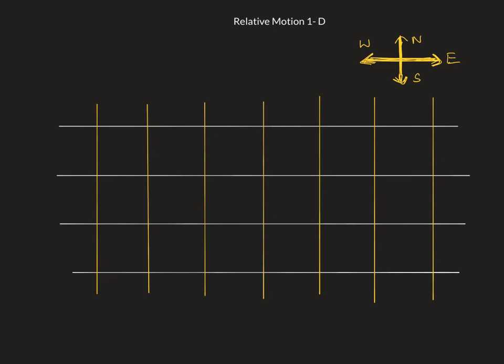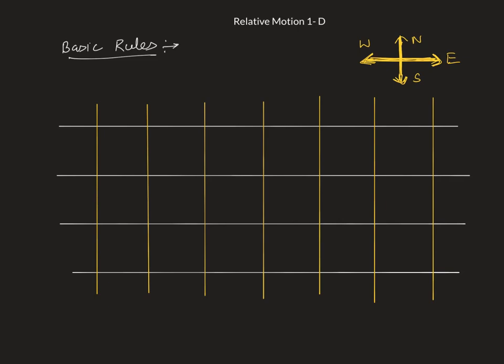So this is your first lecture on relative motion, topic being relative motion in one dimension. And the important thing to understand here is this, that in order to study relative motion, we need to first formulate some basic rules. Basic rules for what? That we will understand. But first of all, I want you to keep your focus on this grid.